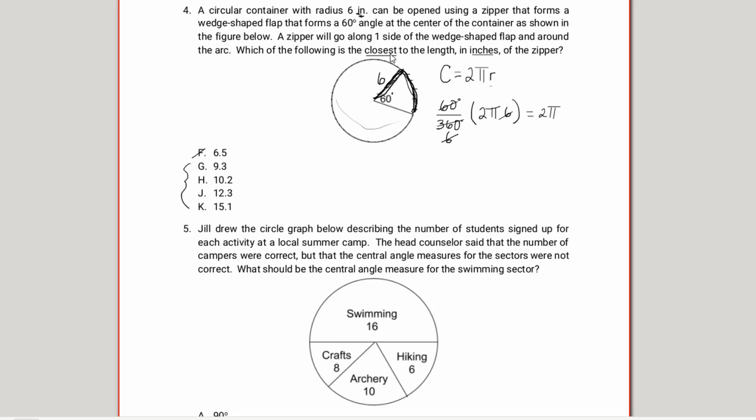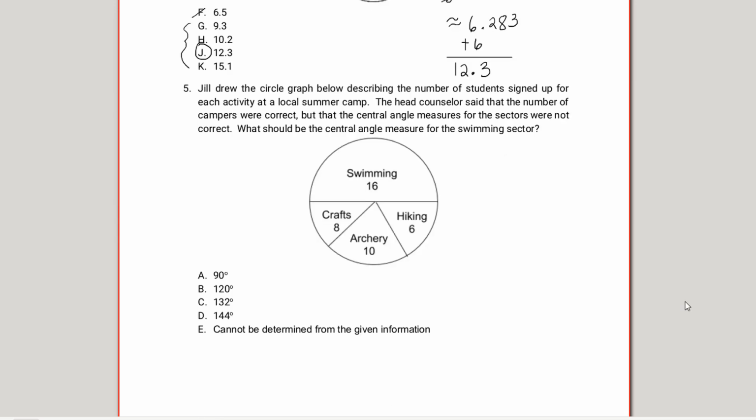But our calculator gives us approximately 6.283. But remember, we add 6 to this from our radius, and that's approximately 12.3. We'll round because it looks like all of our answers are to the tenth place, and that is answer choice J, 12.3. Now let's take a look at question 5.